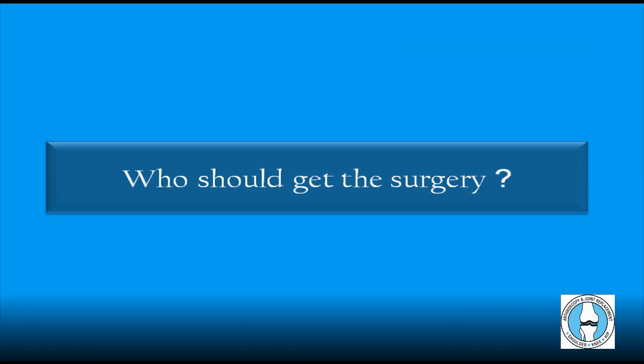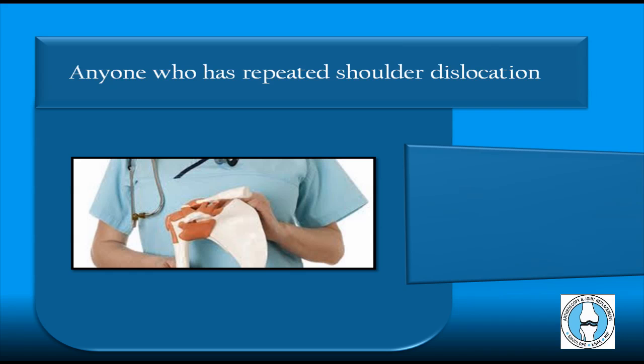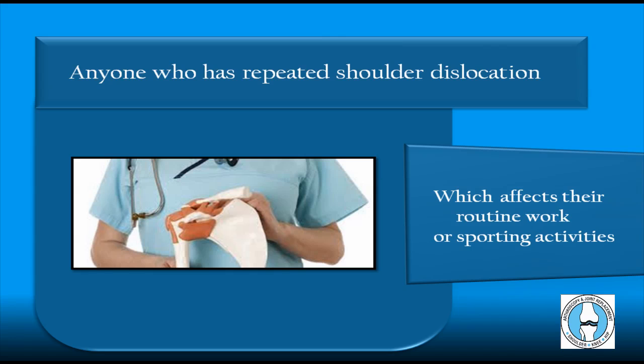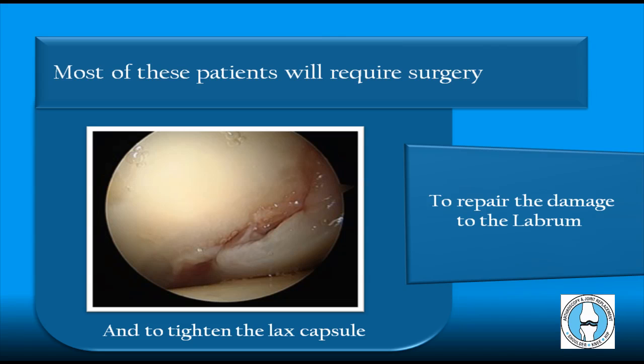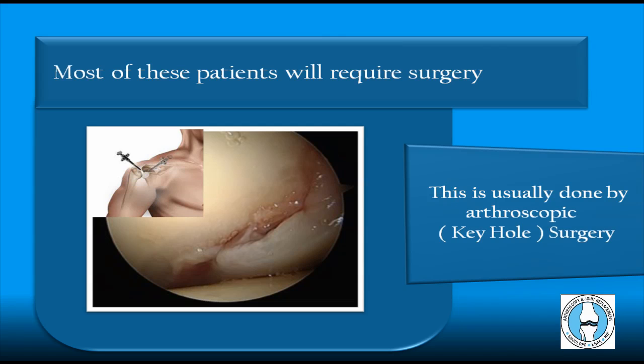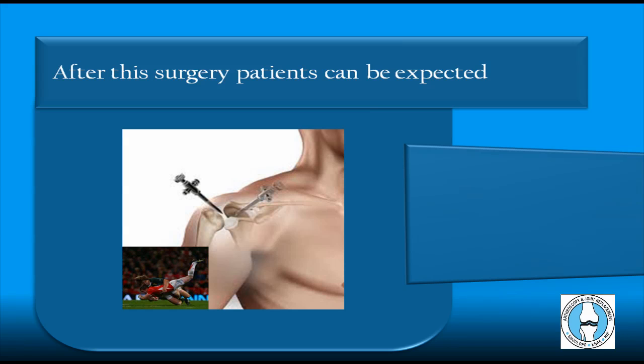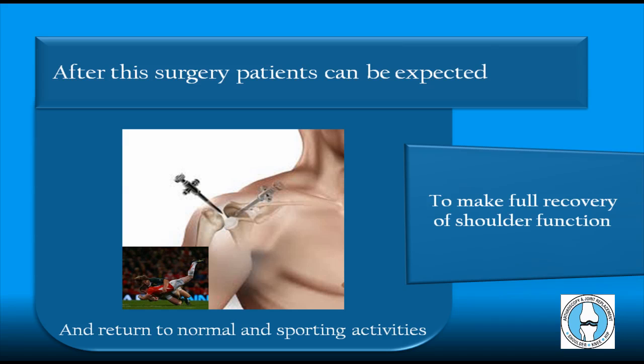Who should get the surgery? Anyone who has repeated shoulder dislocation which affects their routine work or sporting activities should discuss the treatment options with their physician. Most of these patients will require surgery to repair the damage to the labrum, and to tighten the lax capsule. This is usually done by arthroscopic surgery. After the surgery, patients can be expected to make a full recovery of shoulder function and return to their normal routine as well as sporting activities.